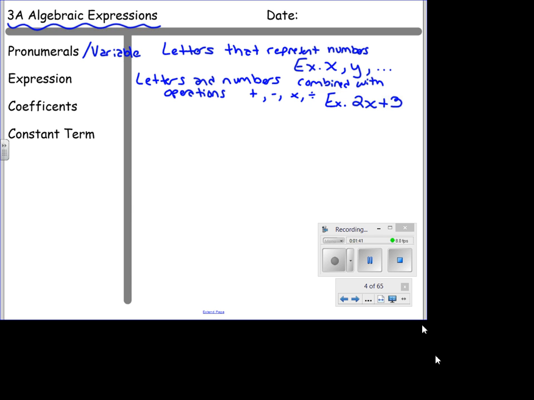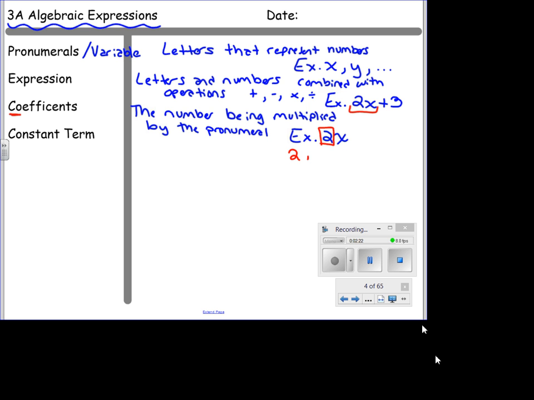If that expression has a combination, like here, we have a 2 multiplied by an x. So if you have a combination of a number multiplied by a pronumeral, that number is called the coefficient. So think of co, like when you have a co-captain. They go together, okay? So your co-captain is the number being multiplied by the pronumeral. So for example, if you're given 2x, 2 would be the coefficient.